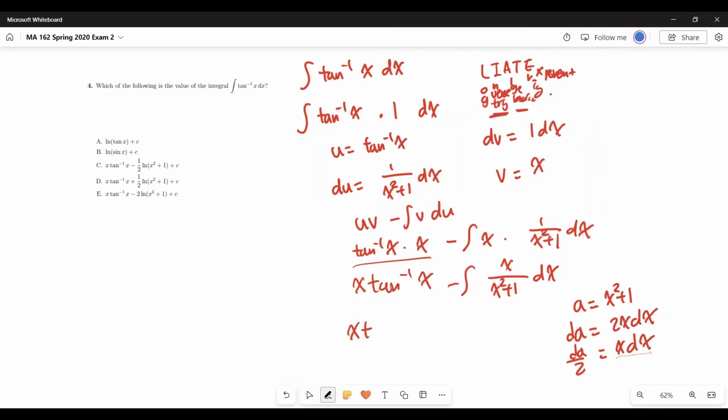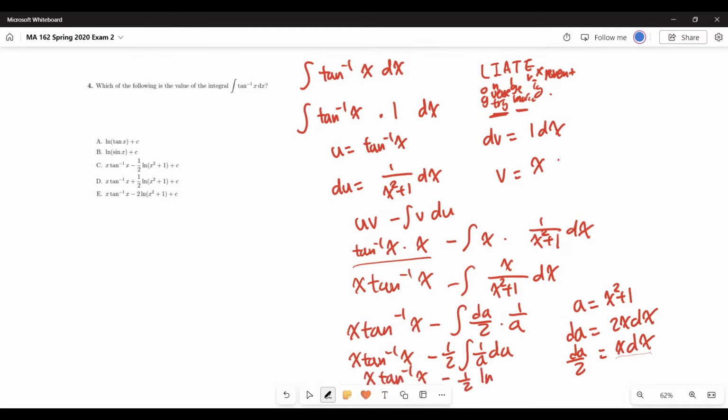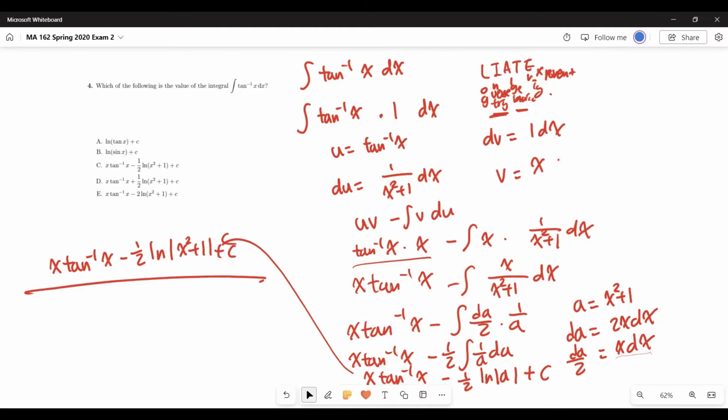Okay, so we have everything. x inverse tangent of x minus the integral of da/2 times 1/a. So x inverse tangent of x minus 1/2 can come out because it's a constant. 1/2 times the integral of 1/a da. This just becomes x inverse tangent of x minus 1/2 ln a plus c. And let's put a back into our equation. This eventually becomes x inverse tangent of x minus 1/2 ln(x² plus 1) plus c. That's our final answer. So that is our answer choice C.